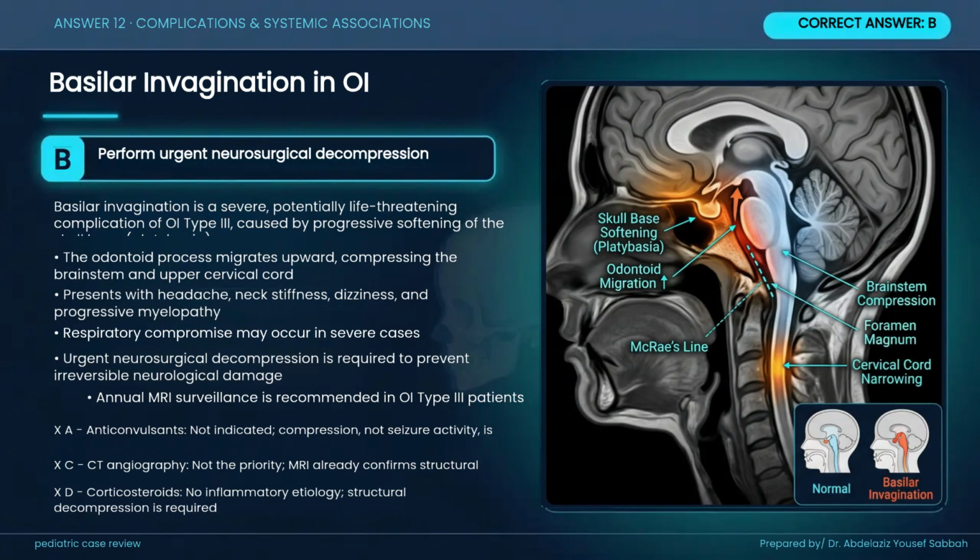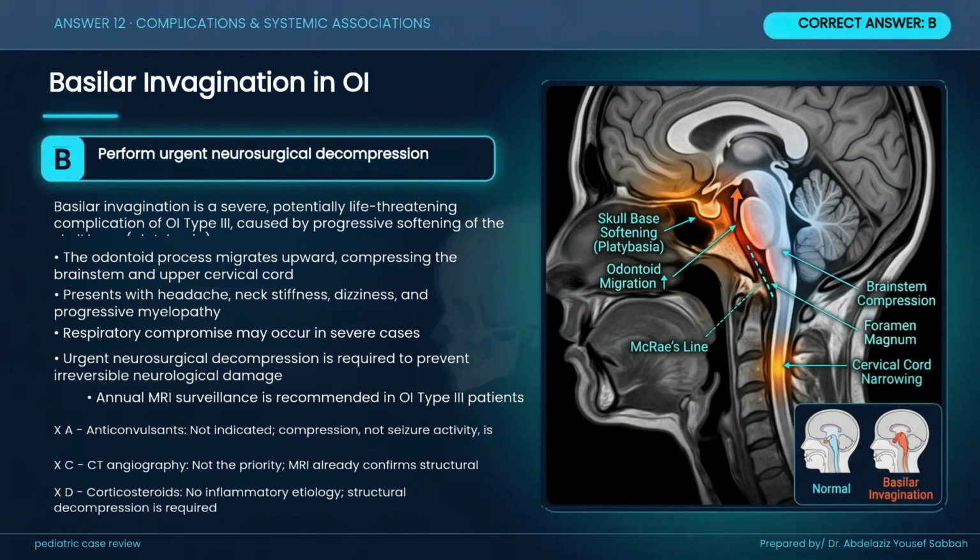Perform urgent neurosurgical decompression. Basilar invagination is a severe, potentially life-threatening complication of osteogenesis imperfecta type 3 caused by progressive softening of the skull base, a condition known as platybasia. The odontoid process migrates upward, compressing the brainstem and upper cervical cord.